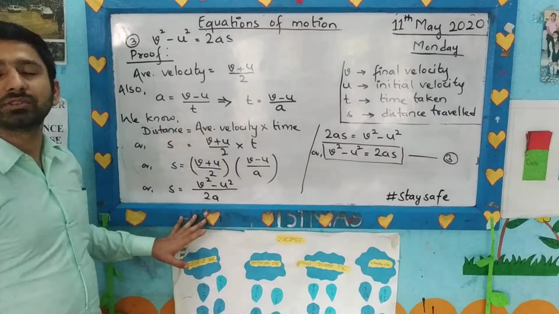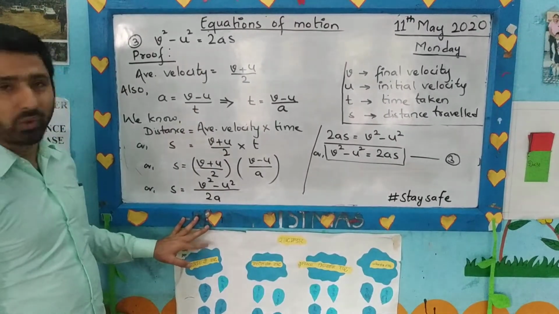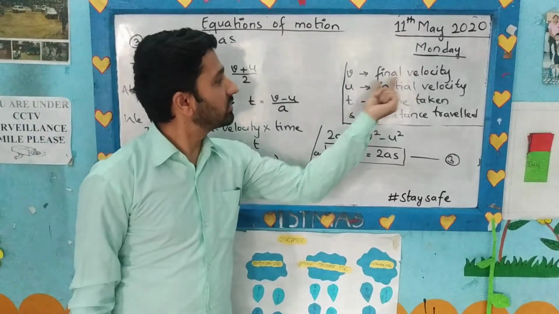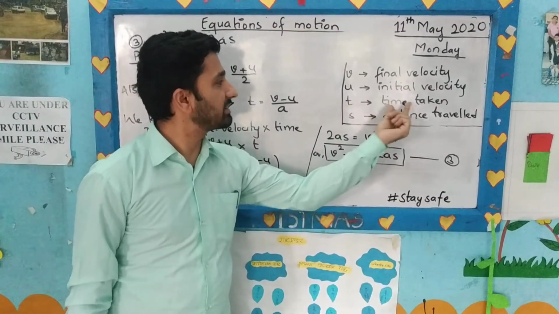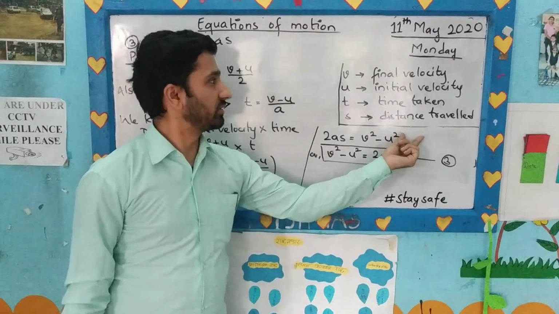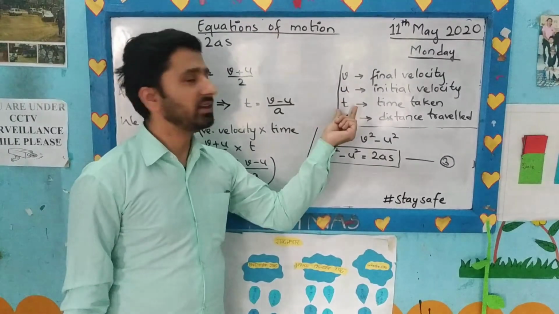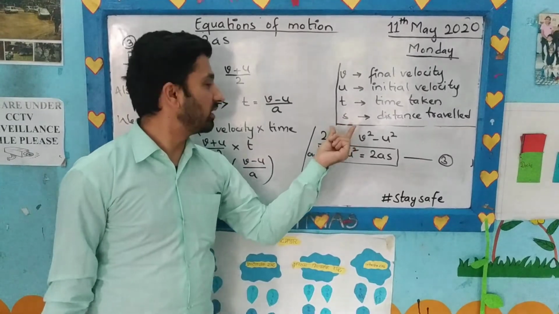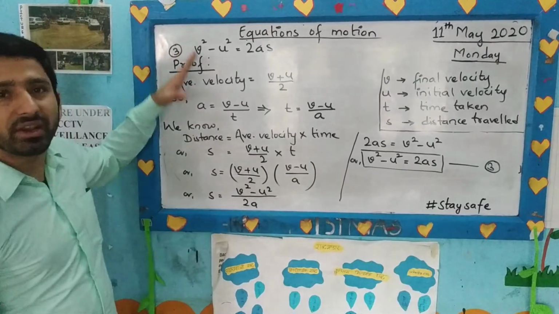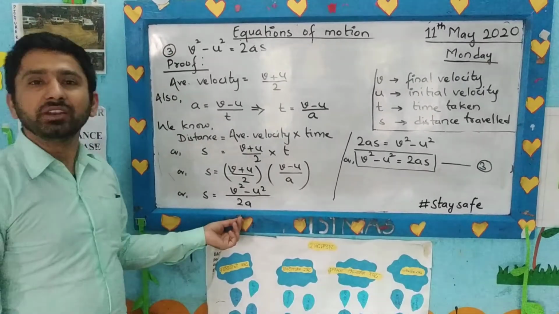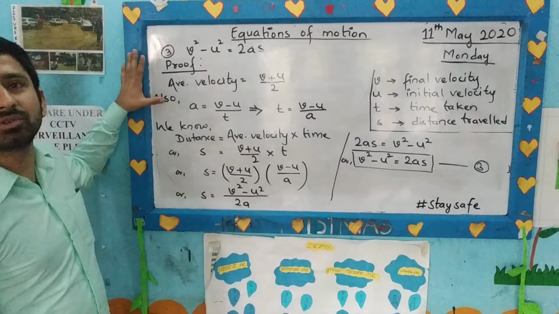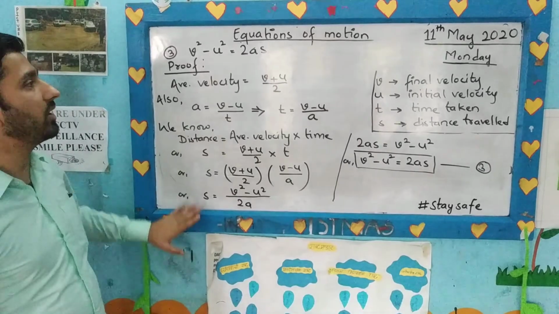Today we derived three equations of motion where the symbols have their usual meaning: v as final velocity, u as the initial velocity, t as the time taken, and s as the distance traveled. Their units are in SI units, that means velocity in meter per second, time taken in second, and s in meter. I hope you have understood all these derivations, and in the next class we will continue with the numerical problems that are solved with the help of these three equations of motion.